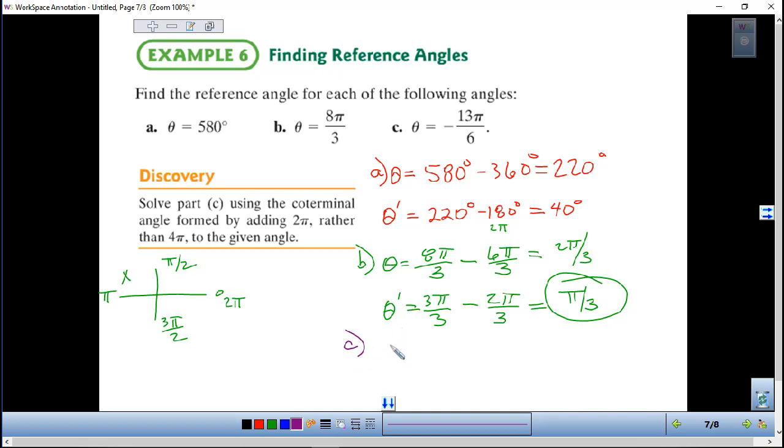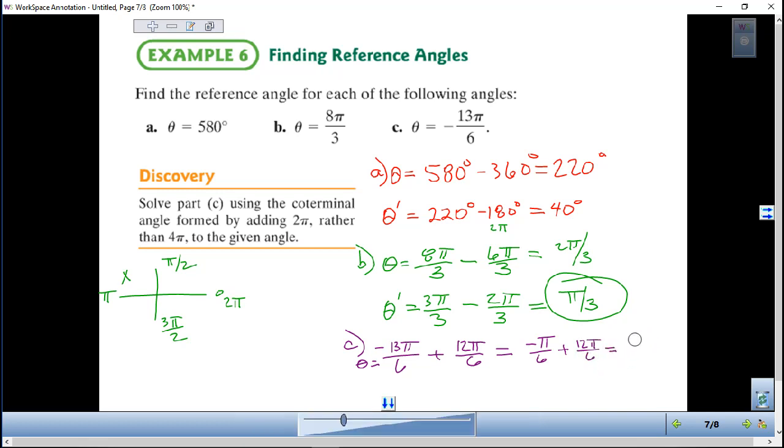All right, part C, we got negative 13 pi over 6. And we're going to add 2 pi. That's going to be 12 pi over 6. When I do that, I'm still going to end up with negative pi over 6. And I want a positive angle. So I'm going to go ahead and add it again. So I'm going to get 11 pi over 6.